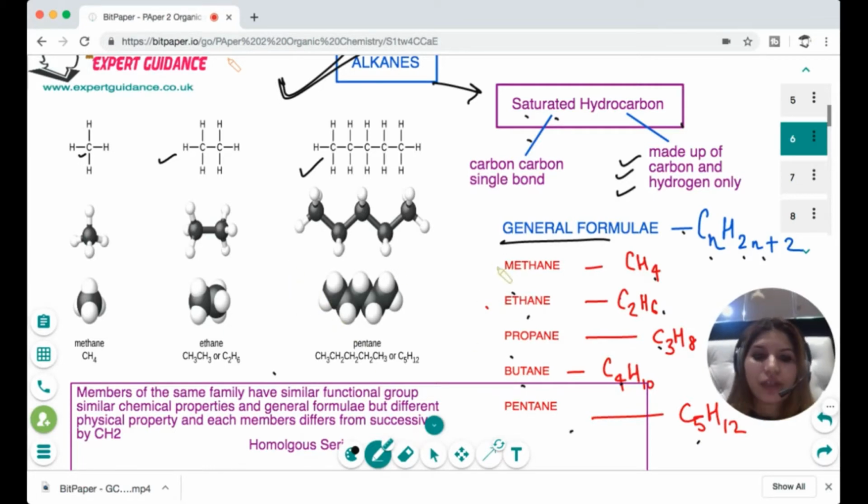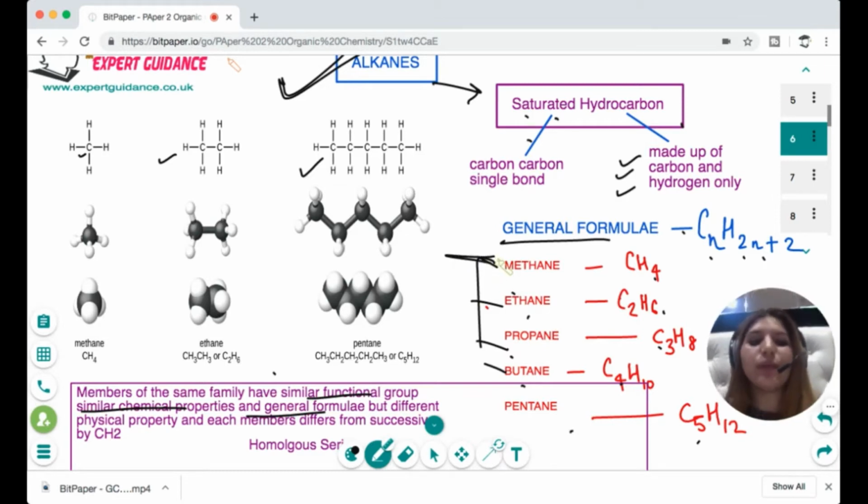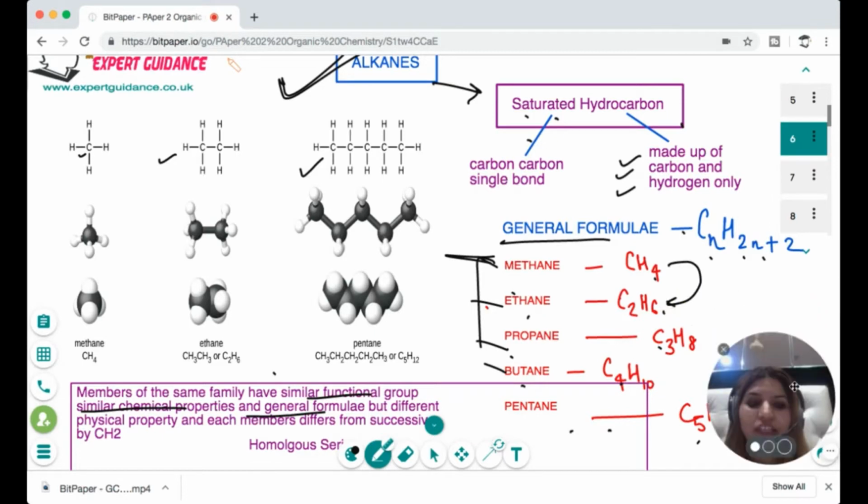Now, if you look at methane, ethane, propane, butane, all these members, they have the same functional group, that is, they all are alkanes. They show similar chemical properties and they have the same general formula. But they will have different physical properties. As you can see, methane has 1 carbon, so it will have a lower boiling point compared to pentane, which is a longer hydrocarbon. So all these members differ in physical properties, and each next member differs.